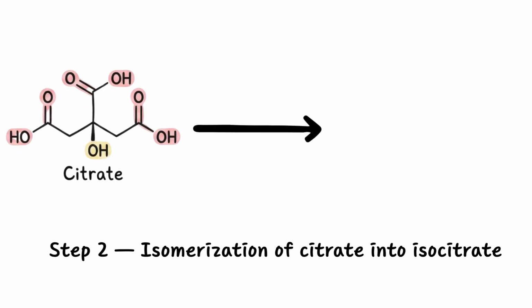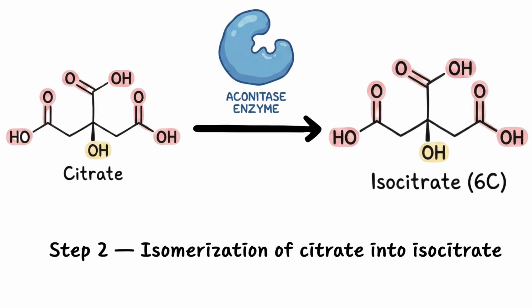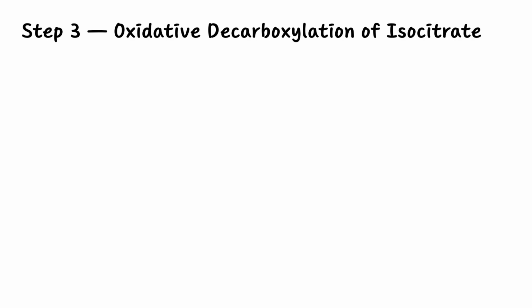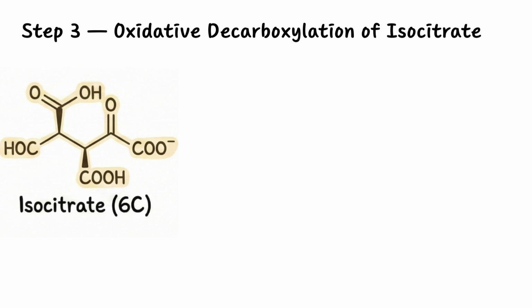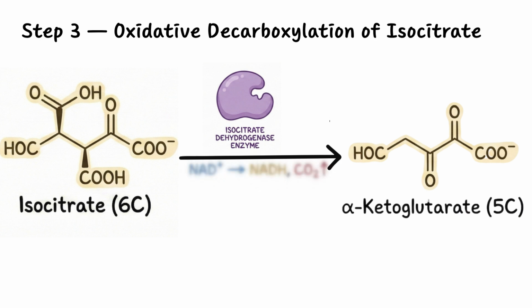Step 2, isomerization of citrate into isocitrate. Citrate is isomerized to isocitrate, and this reaction is catalyzed by the enzyme aconitase. Step 3, oxidative decarboxylation of isocitrate. Isocitrate is oxidatively decarboxylated to form alpha-ketoglutarate. This is catalyzed by the enzyme isocitrate dehydrogenase, results in the formation of NADH and releases CO2 because of oxidative decarboxylation.